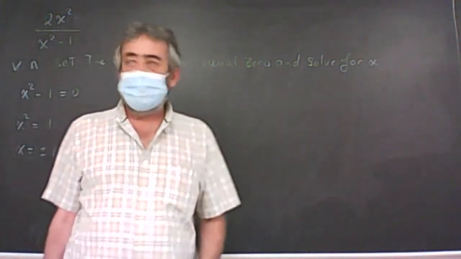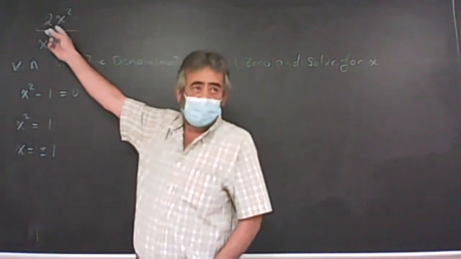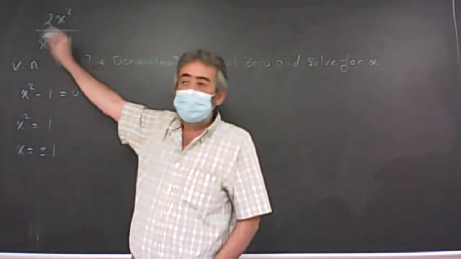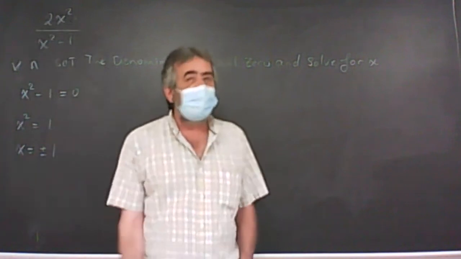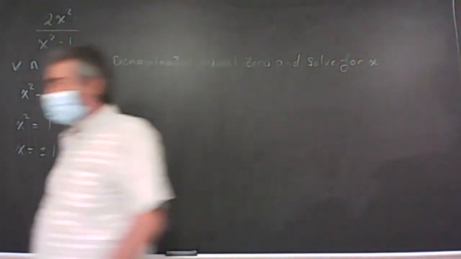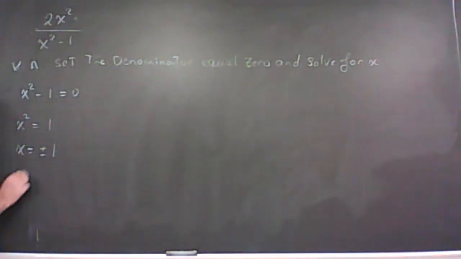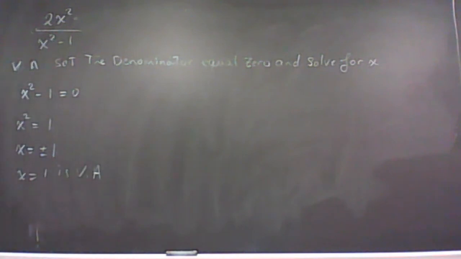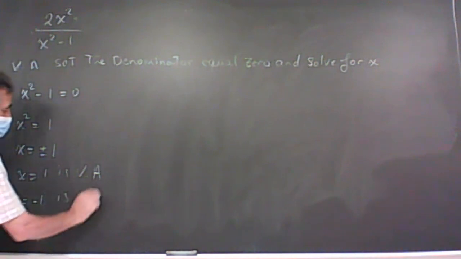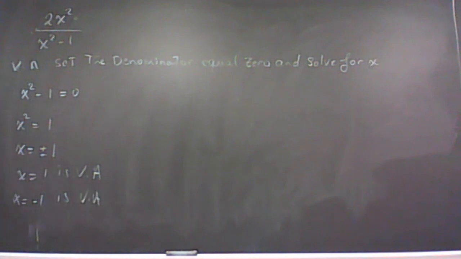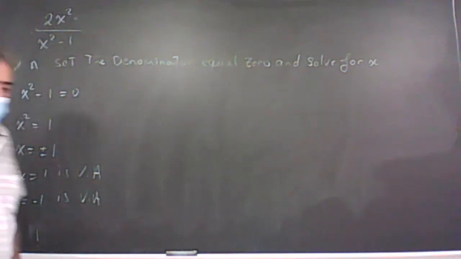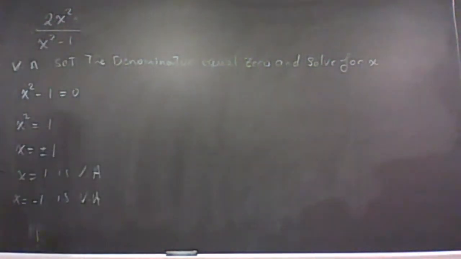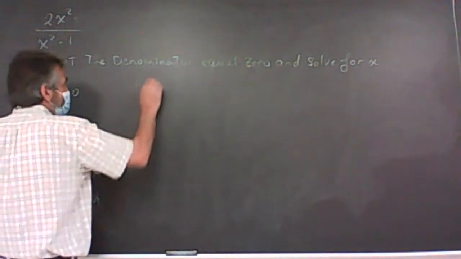We're going to substitute in the numerator. If the numerator doesn't give me zero, then this is what? So we have x equals 1 is a vertical asymptote. How about negative 1? Yes, it is a vertical asymptote. So in this particular example, both numbers happen to be asymptotes. Let's take a look at the horizontal asymptote.